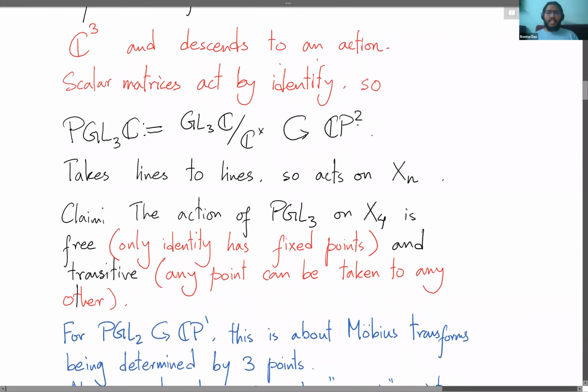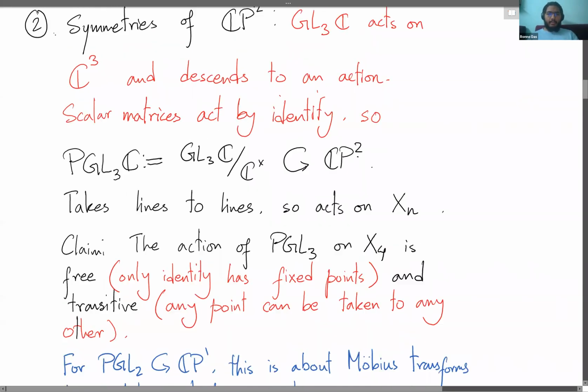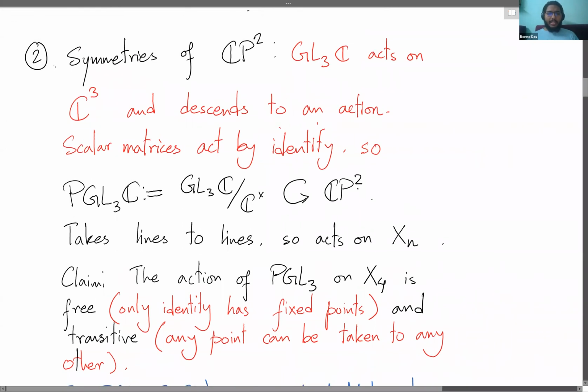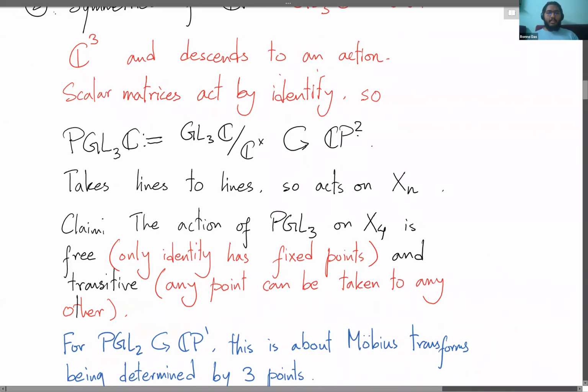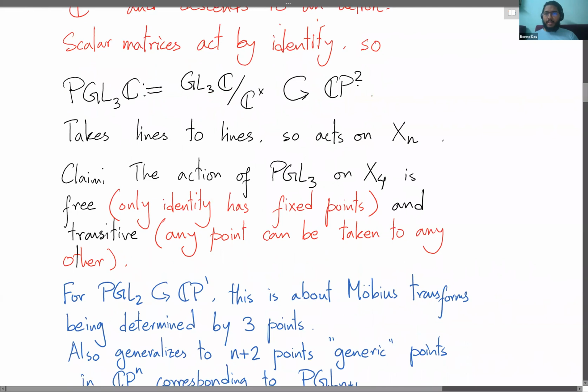So this action on the plane is linear, so it takes lines to lines. And so if I had a bunch of points that were not on a line, they're still going to go to some bunch of points that are not on a line. So this action will be an action on Xn. Okay, so this is more or less the setup. And then we have some facts. Any questions so far? Okay.